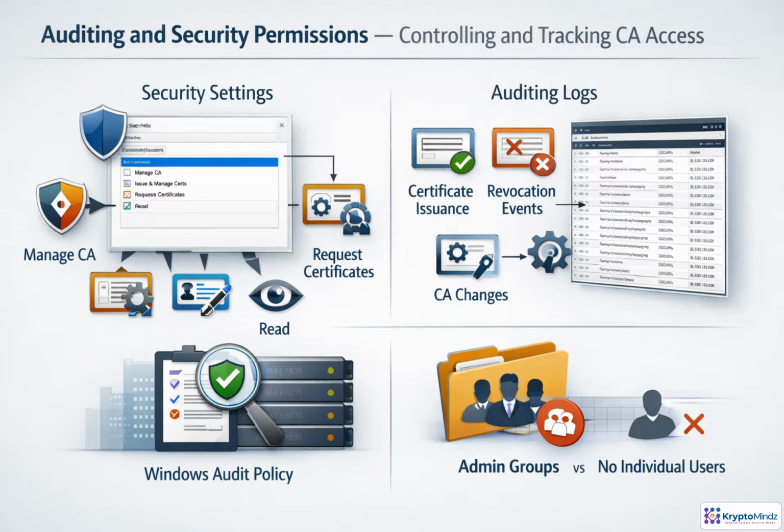Think of CA security in two layers. First, permissions control who can take actions: manage the CA, issue or revoke certificates, request them, or just read data. Assign these rights to admin groups rather than individual users so access is easier to review and remove. Second, auditing records what they actually do: issuance, revocation, and configuration changes. Those records only appear if Windows security auditing is enabled and properly scoped to capture CA activity.